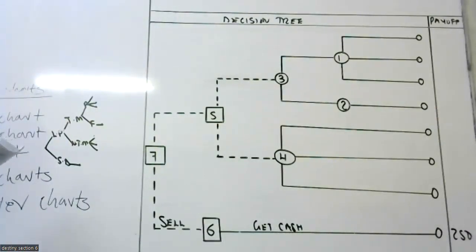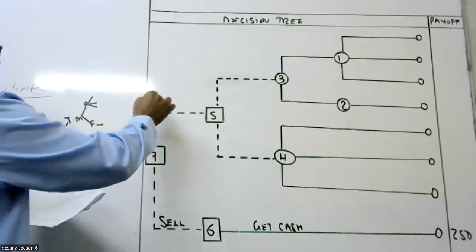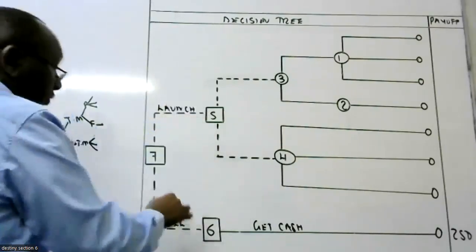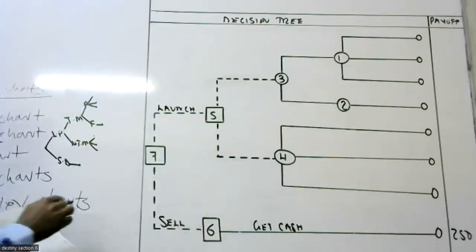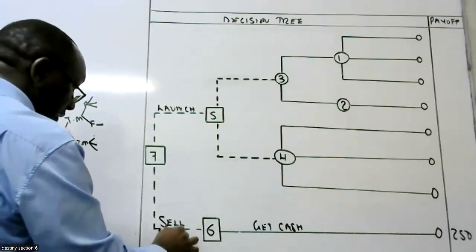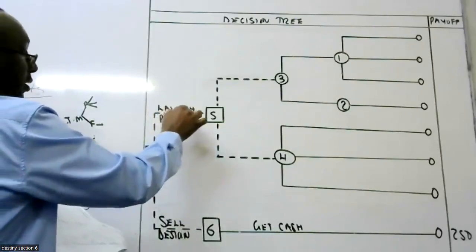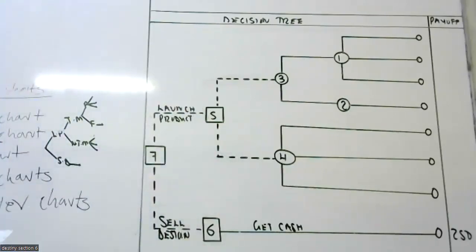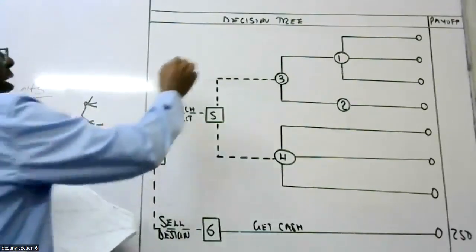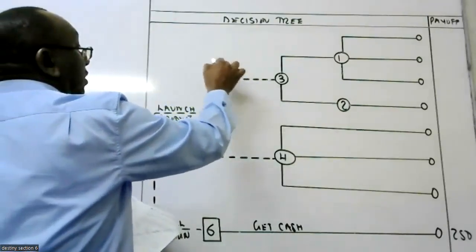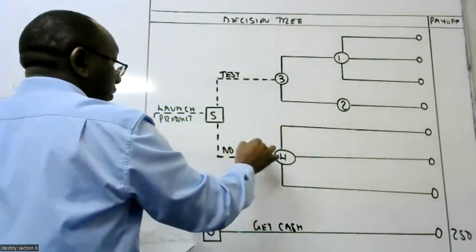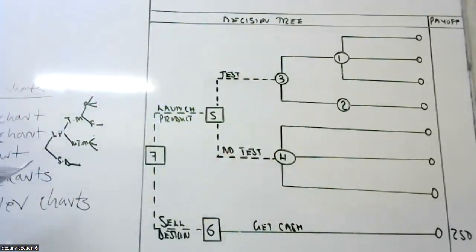Then going back up, we are told the company is considering whether or not to market test the detergent prior to its launch. So here it is when you decide that you want to launch instead of selling the design. This is you sell the design. So here you launch the product. Now here you test. And here no test. Test and no test.